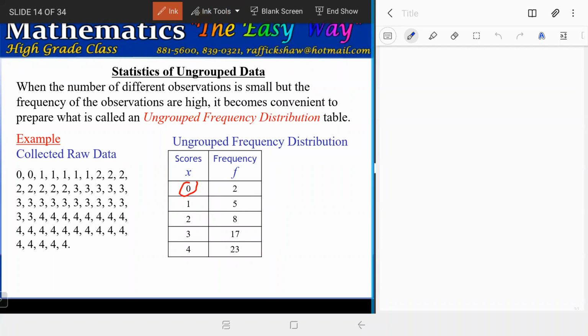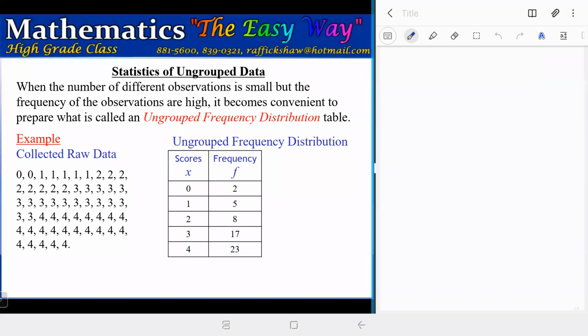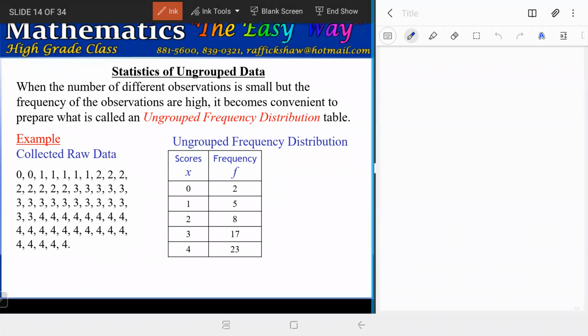In this column you put the frequency of each value. The frequency of the 0 is 2, because there are 2 zeros there. The frequency of the 1 is 5, because there are 5 ones there. The frequency of the 2 is 8, because there are 8 twos there, and so on. We can then analyze the data from this table, and that is now an ungrouped frequency distribution table. Can you understand that so far, guys?